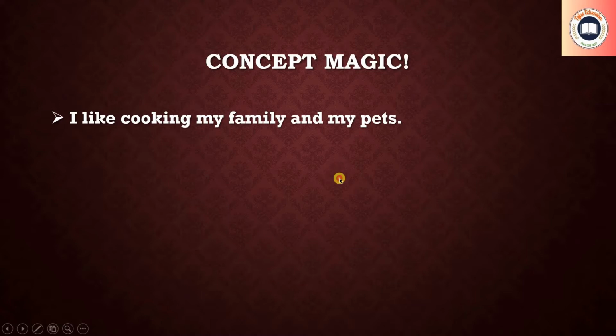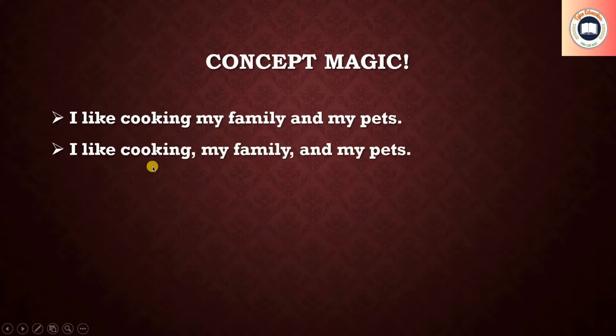Okay, then let's take a look at the second sentence. I like cooking, my family, and my pets. These two sentences are the same. But the second sentence is not horrible like the first sentence. That's because in the second sentence I have added one magic ingredient. To know more about that magic ingredient which I have added in the second sentence that doesn't make the second sentence look so horrible, stay tuned.